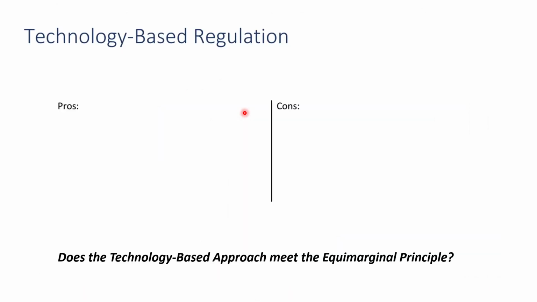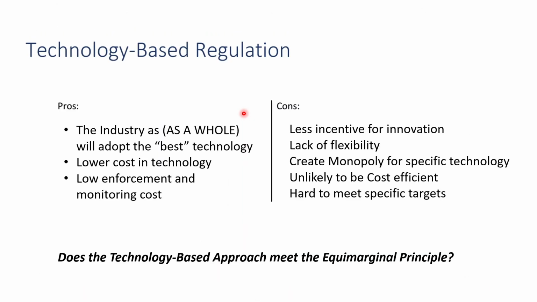Okay, now what are the pros and cons here? All right, so one, the industry as a whole will adopt the best technology. Now I put best in quotes because best is determined by the regulatory agency. So the EPA will hire engineers and scientists and economists, and try to figure out what is the best technology for the industry. If the EPA, for example, has enough information and enough knowledge to make this decision, then we can say it will be the best technology.